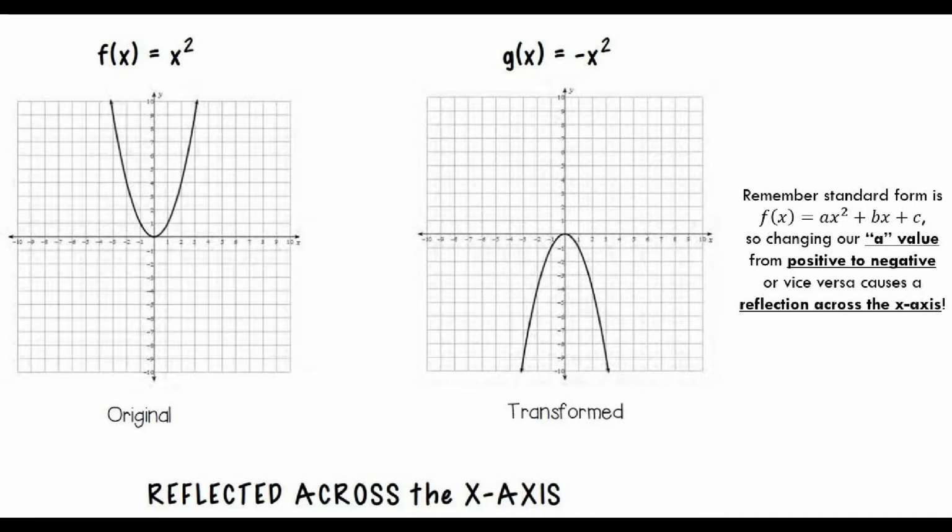Okay, so reflecting across the x-axis. To cause a reflection across the x-axis, we're going to change our a value. So if we want our graph to flip down, we're going to go from a positive a to a negative a. Or if we want to flip it up, we're going to do vice versa. We're going to switch it from a negative a value to a positive a value. If you're still writing, just go ahead and pause the video. And then we're going to move on and talk about vertical compressions.